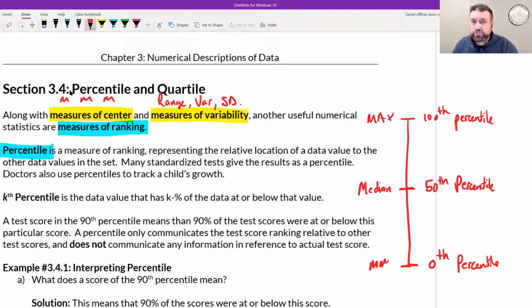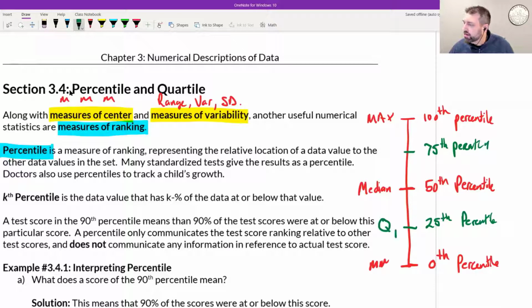But there's two more percentiles that we're interested in. We would like to know what is the 25th percentile. That cuts the bottom half in half, right? And also we want to cut the upper half in half. And that would be the 75th percentile. Okay, now for the minimum and the maximum, we just call them minimum maximum. For the median, we just call it the median. But for the 25th and 75th percentile, we have special names for them. We call this Q1 and we call this Q3.